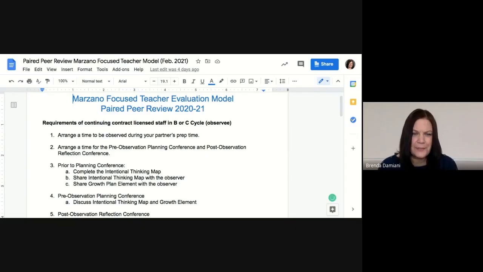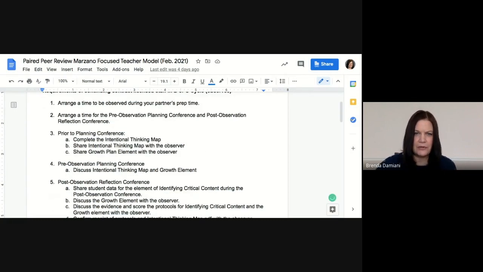Take a look at that document about the paired peer review. This document outlines the responsibilities of the person being observed as well as the observer. You will have a partner within your building. In very limited circumstances, depending on your position, you might be across the building, but for the most part, you don't need to be observing somebody in your same content area or grade level. It's a wonderful learning opportunity to get into your colleagues' classrooms and observe. Really a growth opportunity, a professional learning opportunity.